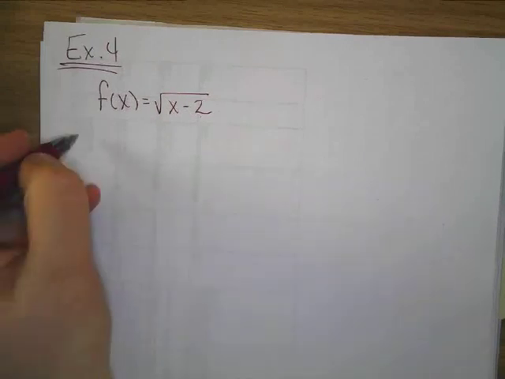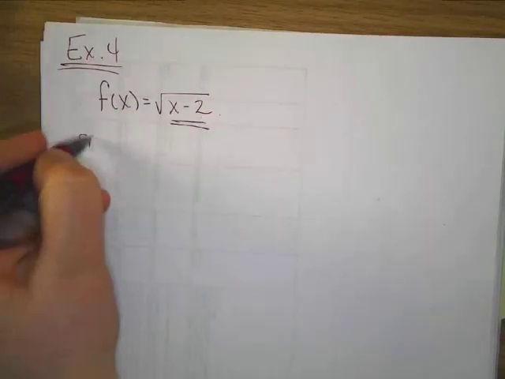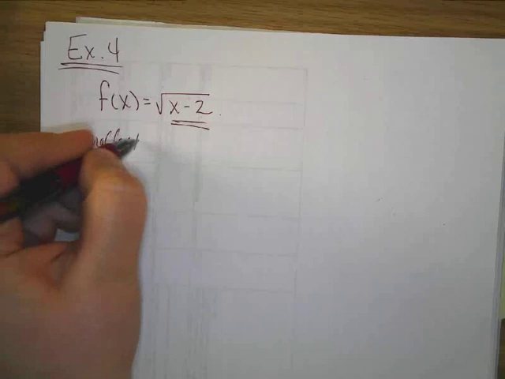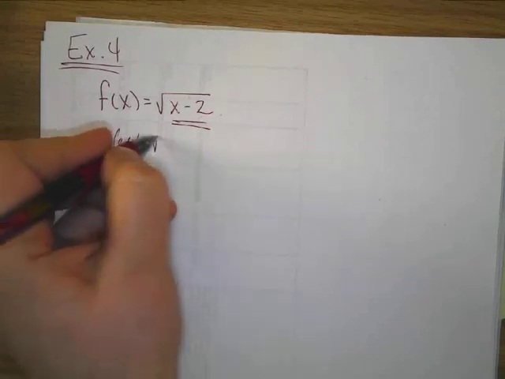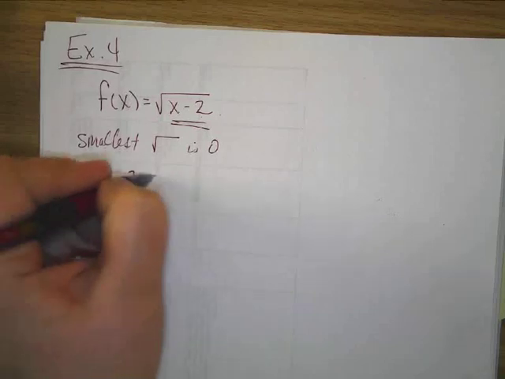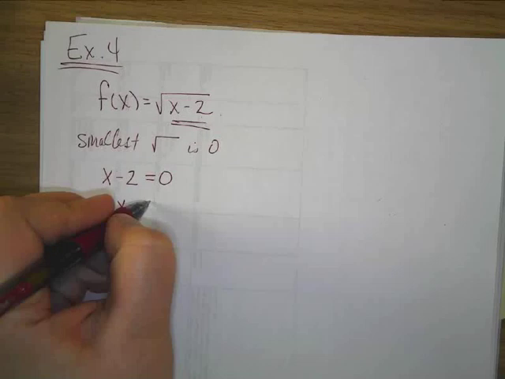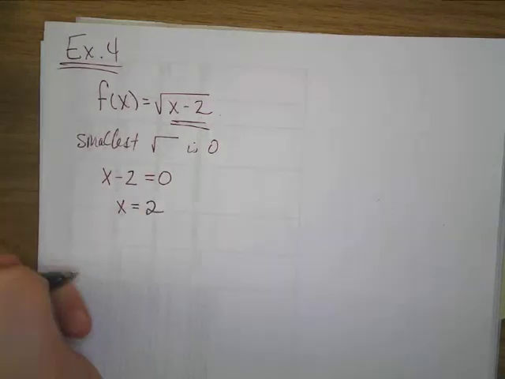So the smallest under a square root is 0. You have to ask yourself, well, what makes this 0? Can you figure that out? x equals 2.